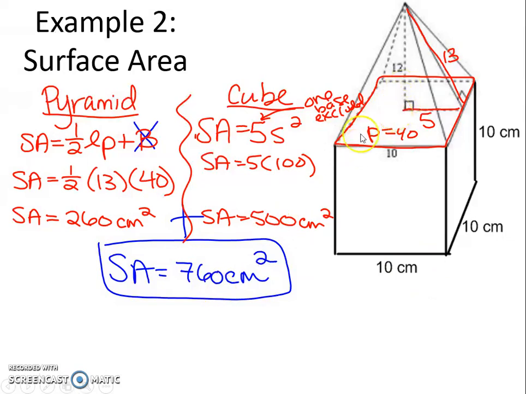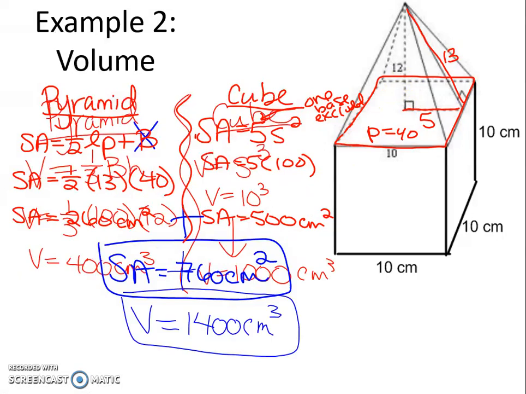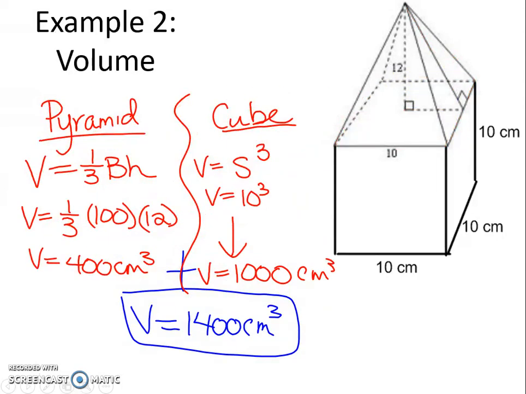So do not count this part because they're inside. For volume, it doesn't matter. You just do the volume for the top, volume for the bottom, and just add. So pyramid is a third, base times height. Third, base is 10 by 10, 100. Height is 12, is inside. The height is perpendicular to the base. That's 12. So use that. And then that's 400. Cube is length times width times height, which is 10, 10, 10, 1,000. 400 plus 1,000, 1,400 cubic centimeters. So that's the volume.